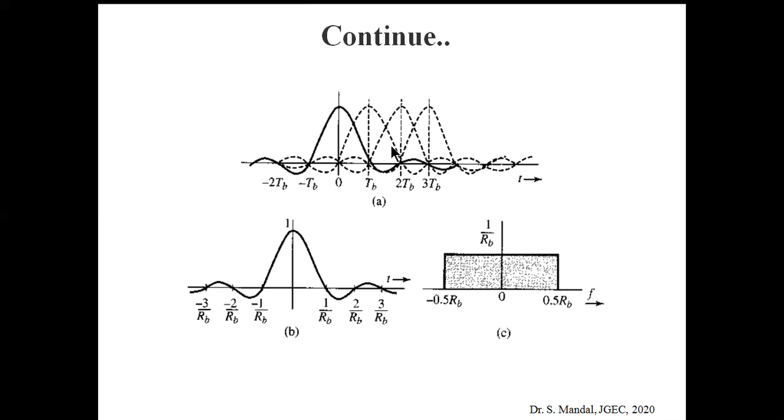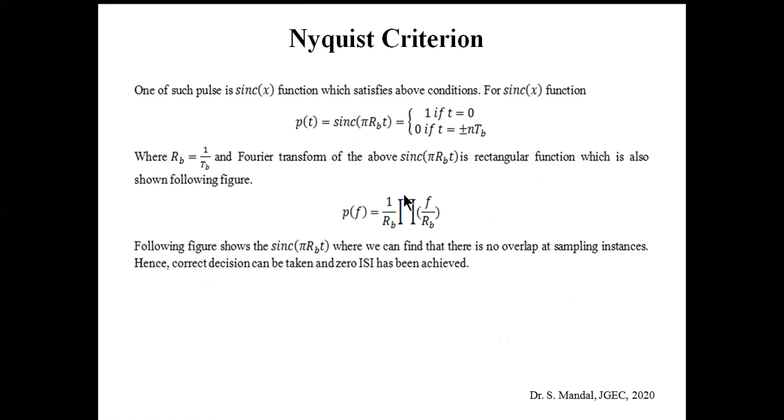Okay, now a similar thing is applicable for other pulses also. So obviously we can achieve 0 ISI by using the sinc function. Now we know that the sinc function has the property that at t equal to 0 its value is 1, and at other points, plus minus nTb, it is 0. Where Rb is 1 by Tb, that means the frequency.